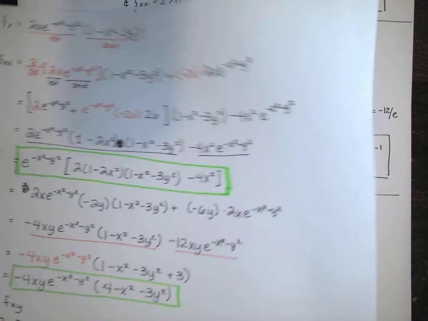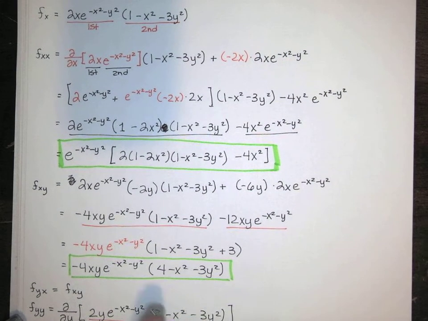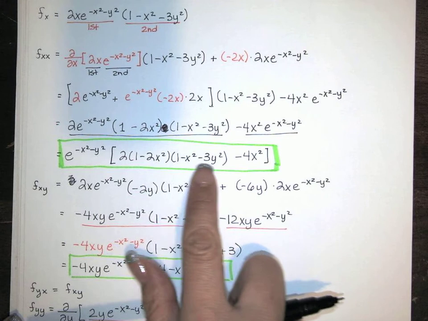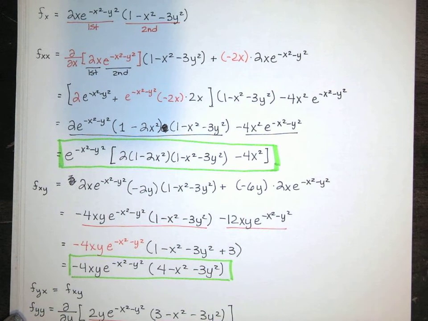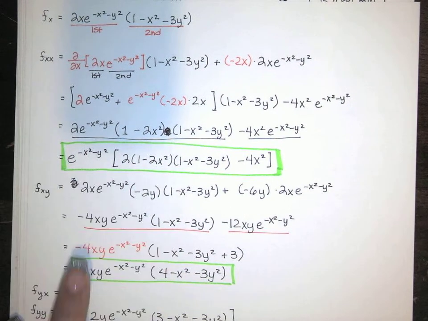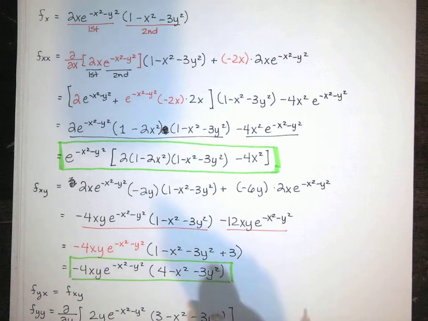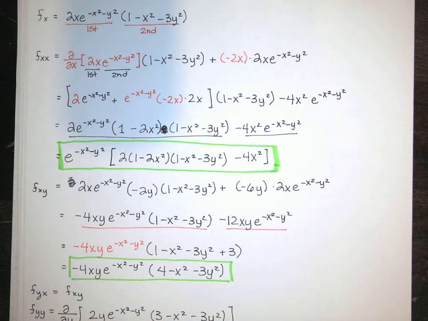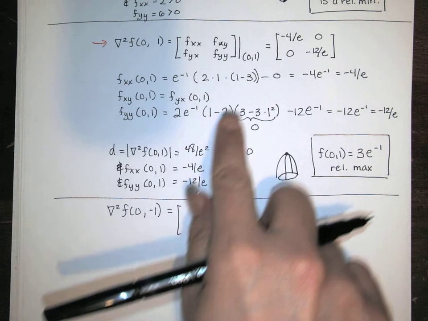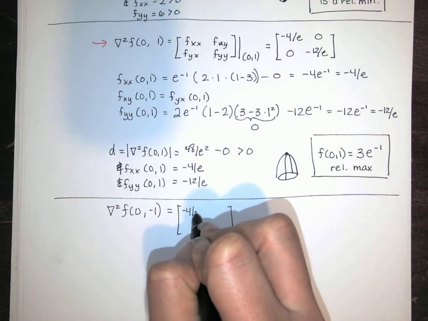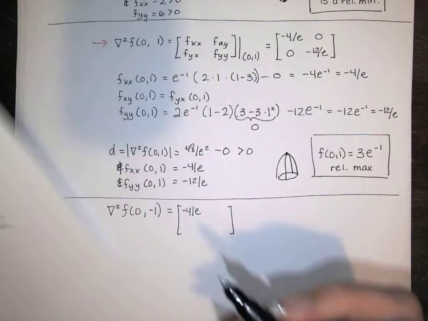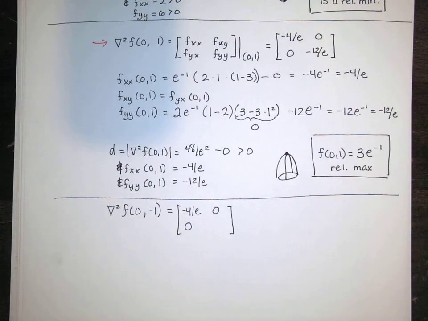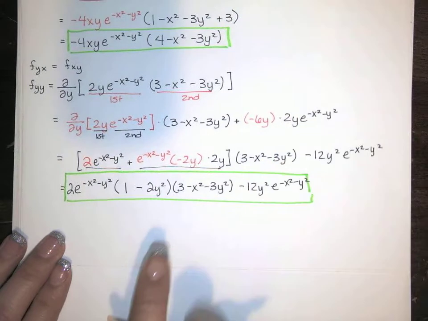x equals 0, y equals negative 1. Ooh, notice the symmetry. Every time I have a y in here, it's a y squared. So when I had a 1 before, it's not going to change the value if I change that 1 to a negative 1. So the second partial with respect to x at (0, negative 1) is the same as the second partial with respect to x at (0, 1). So this is actually the same as that. And at (0, negative 1), x is 0, so we get 0 here, and the mixed partials are equal, so we get 0 there.